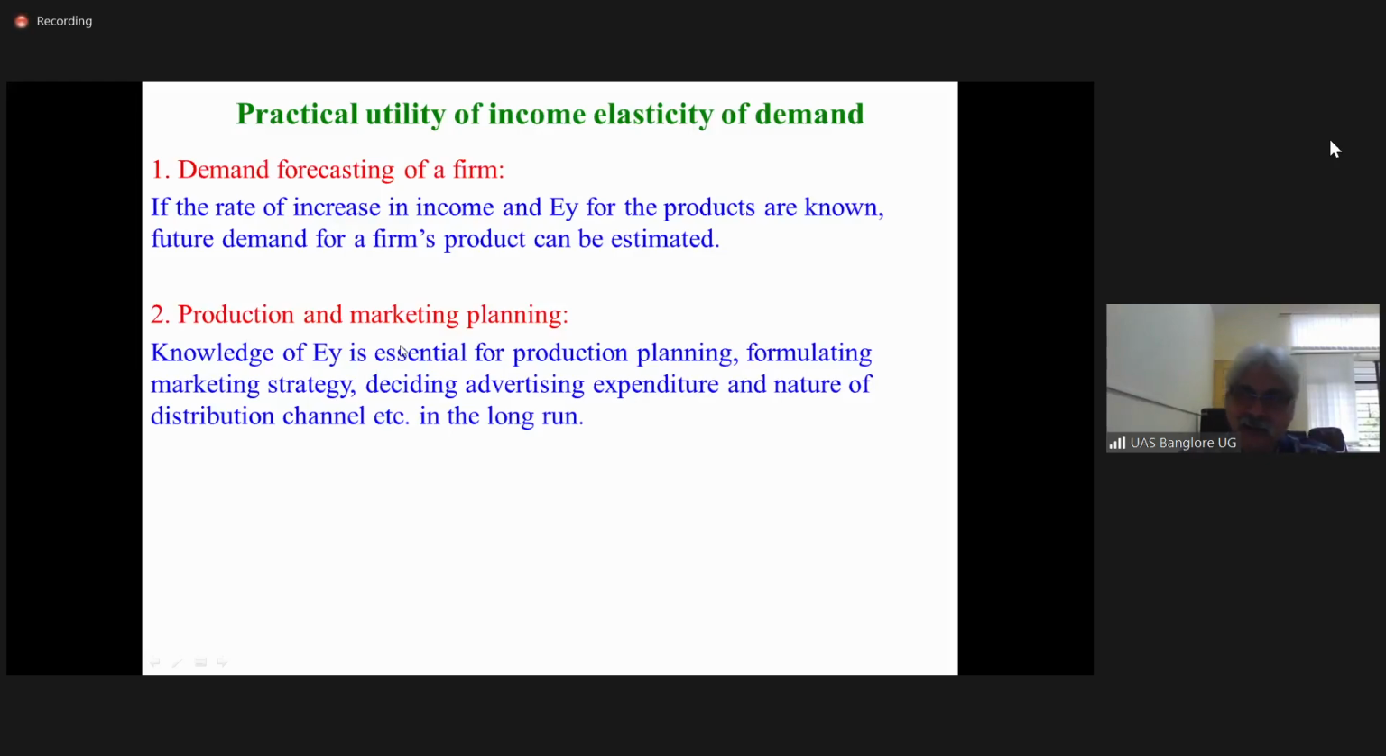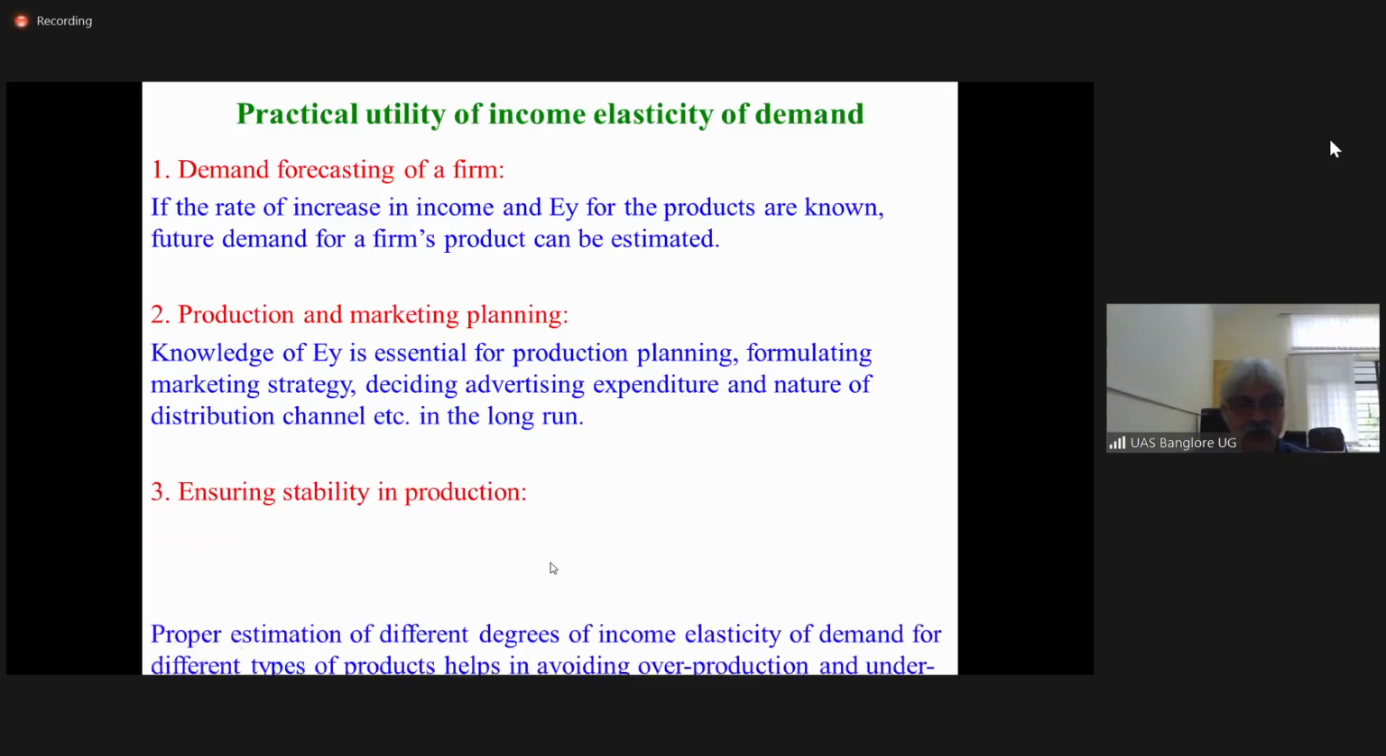Till then, they were having two-wheelers, scooters or motorbikes. Many of them were coming by city buses. Now suddenly the income increases, and they are going to purchase more cars. So income elasticity helps in marketing planning also, and in ensuring stability in production.